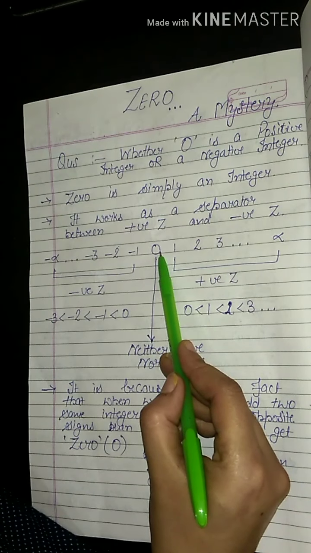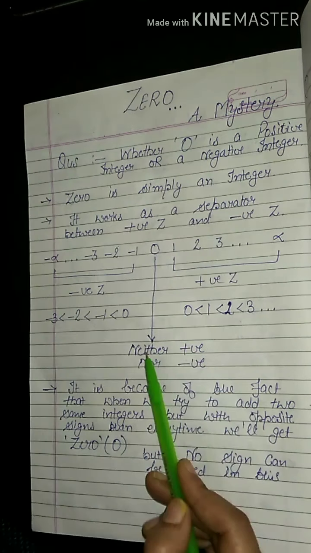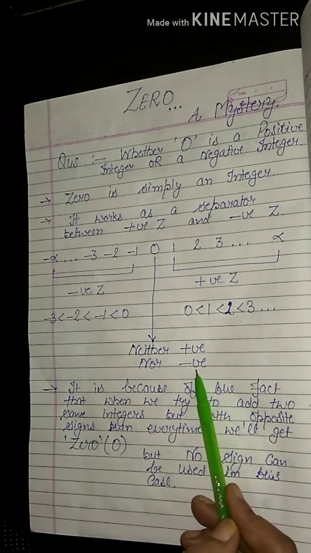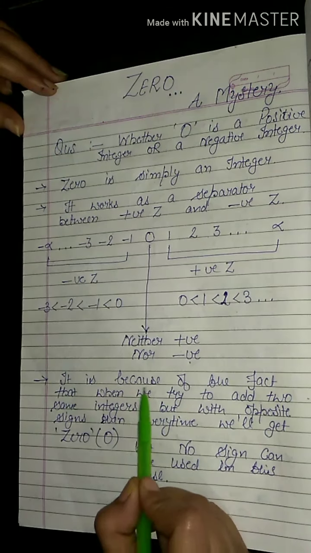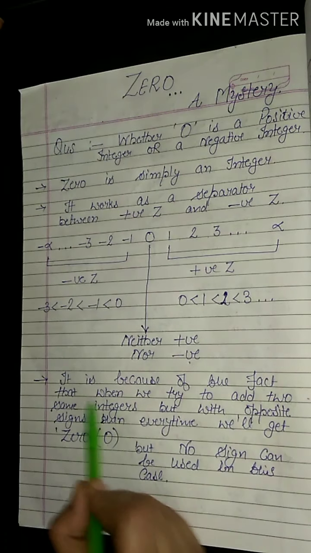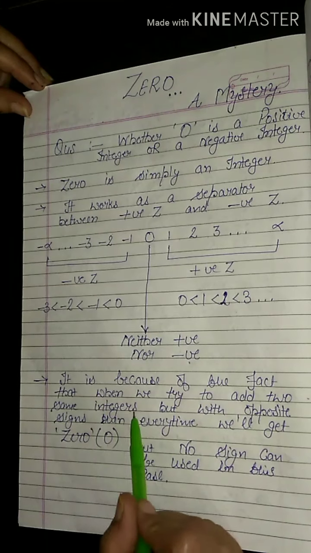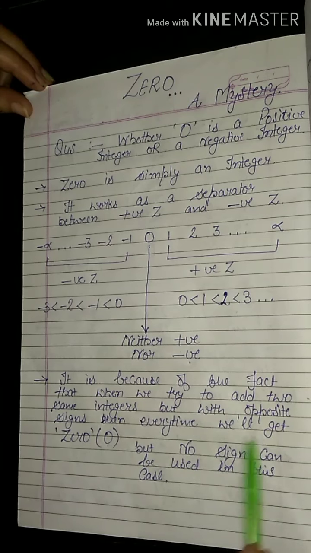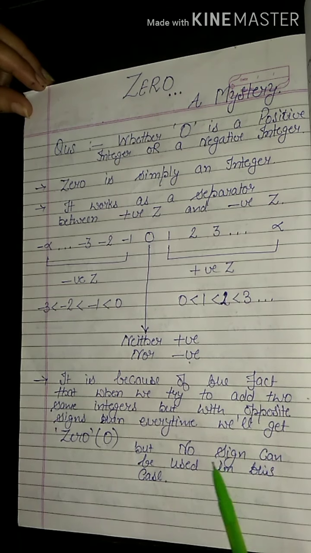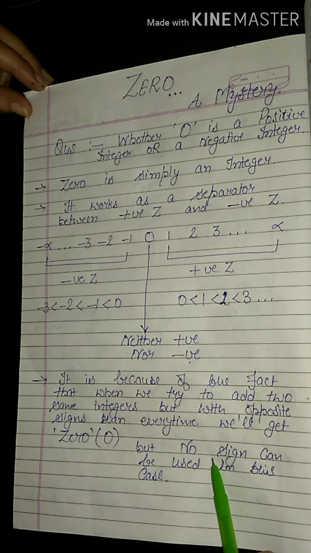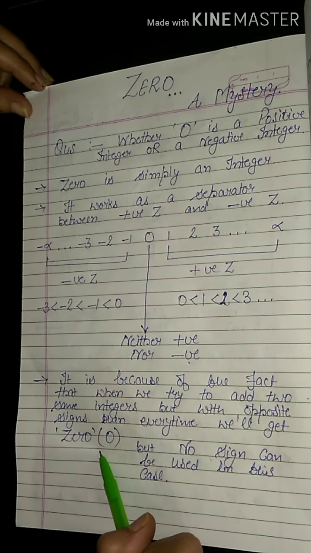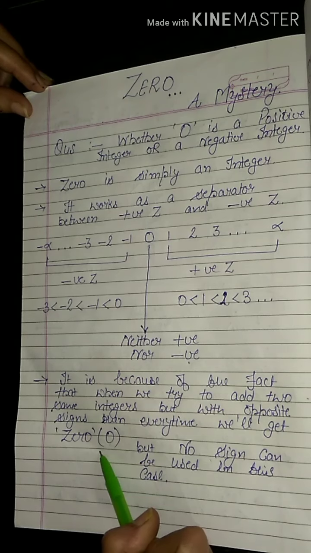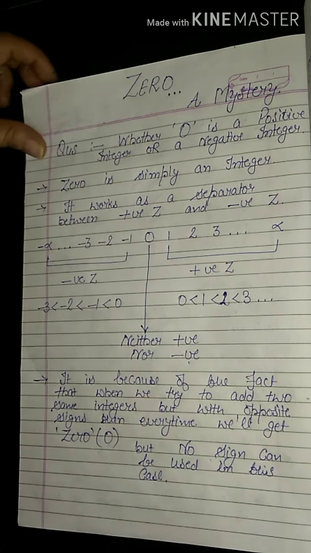Now 0. What about this 0? It is neither positive nor negative. It is because of the fact that when we add two same integers with opposite signs, every time we will get 0, but no sign can be used in this case when we get the answer 0. I explain it with the help of some examples.